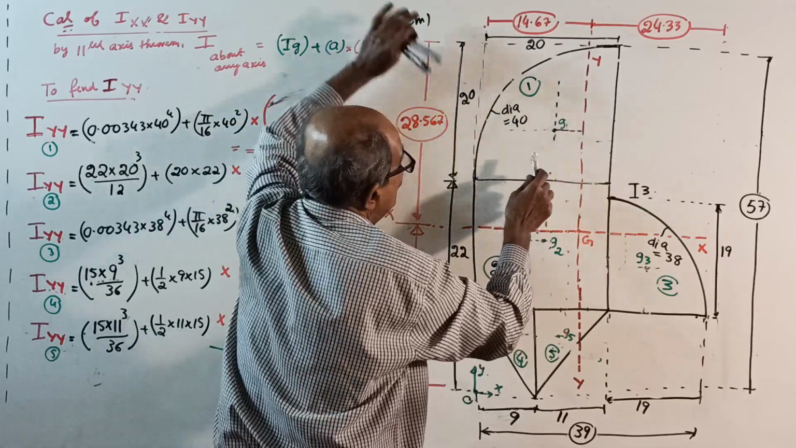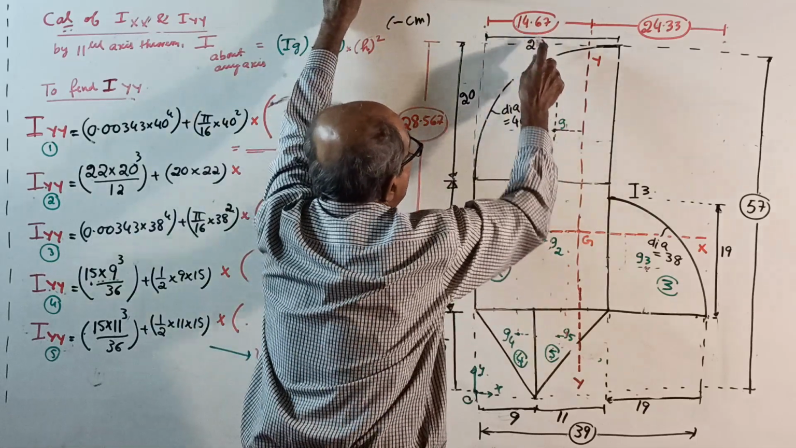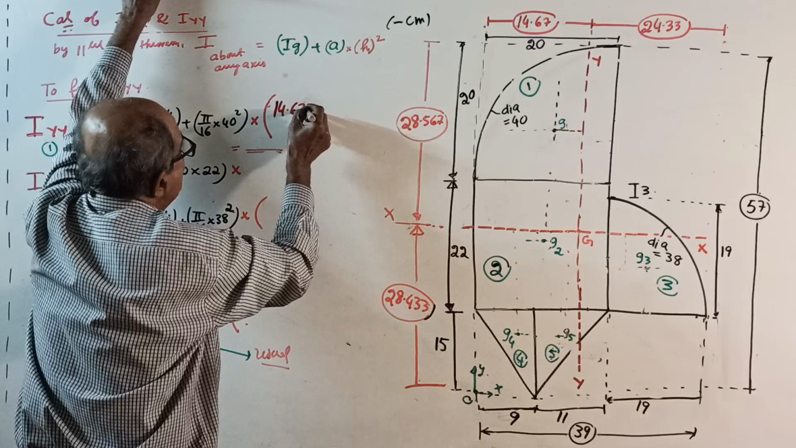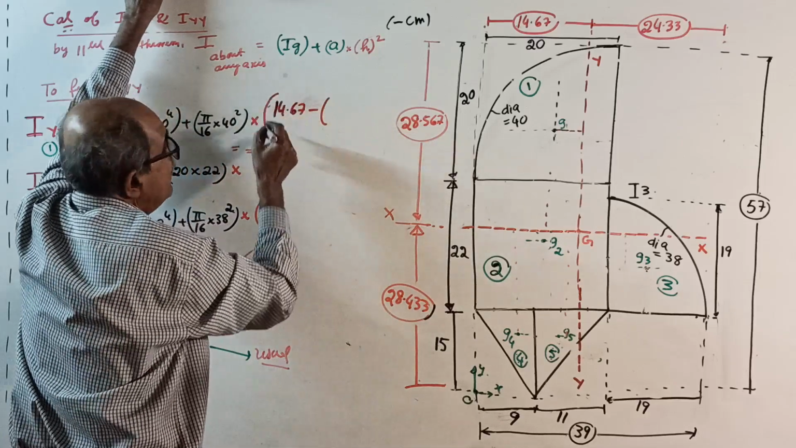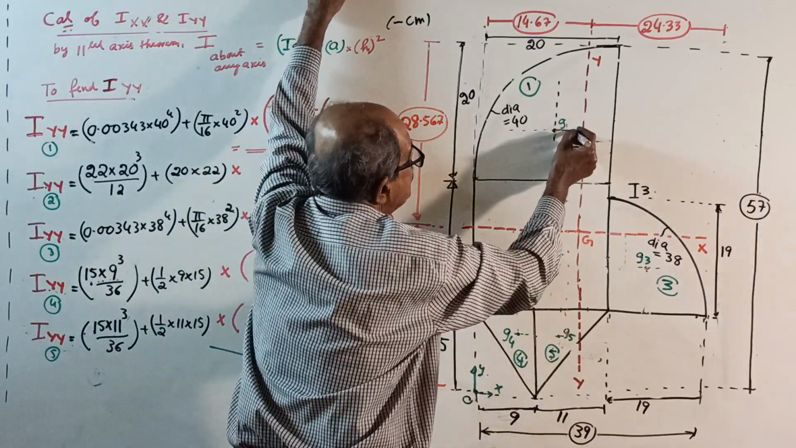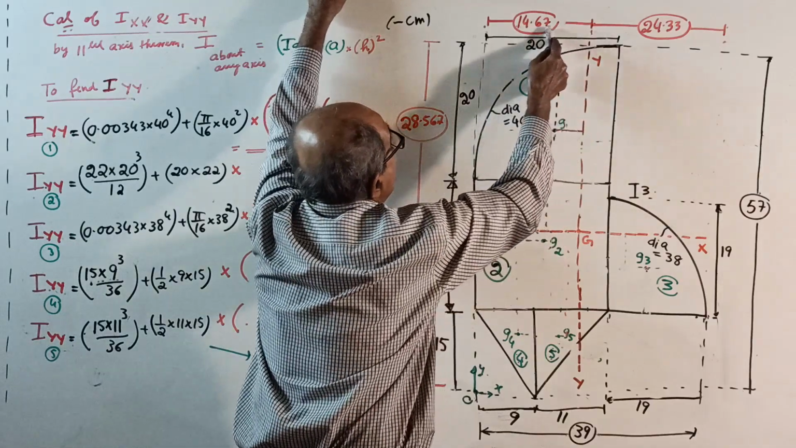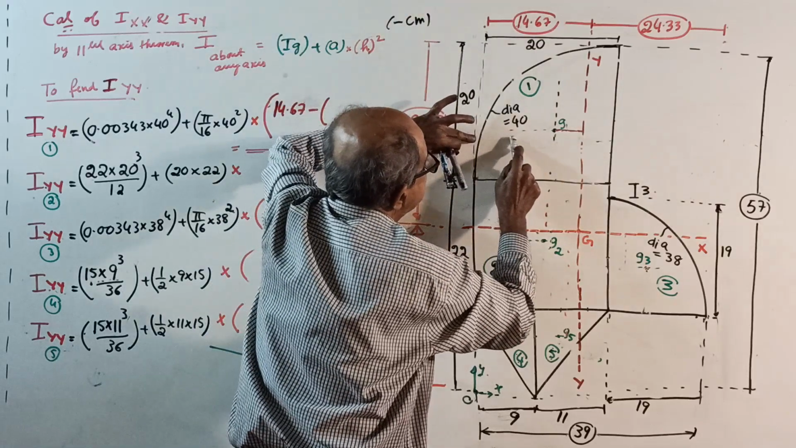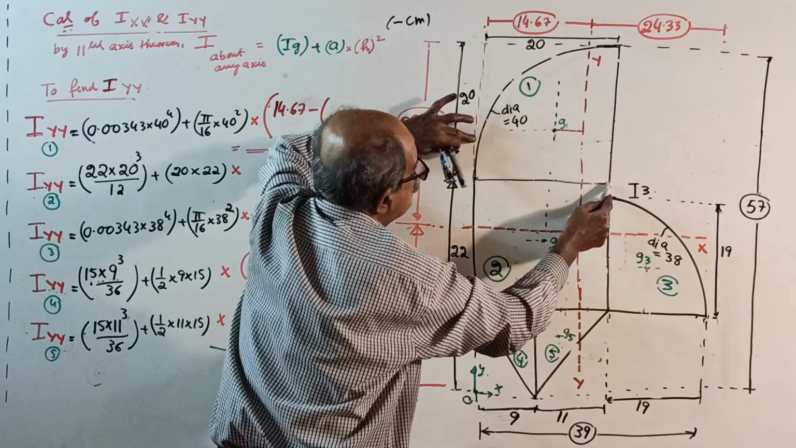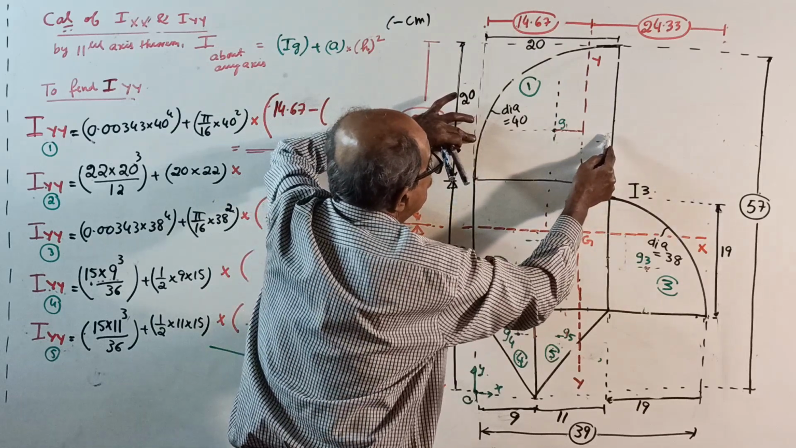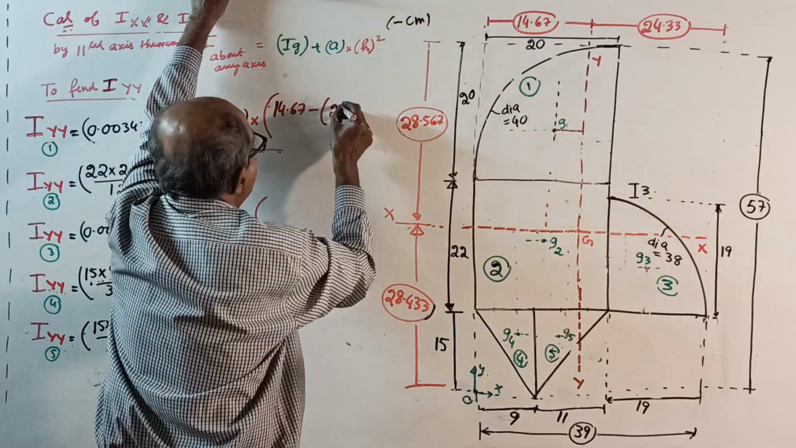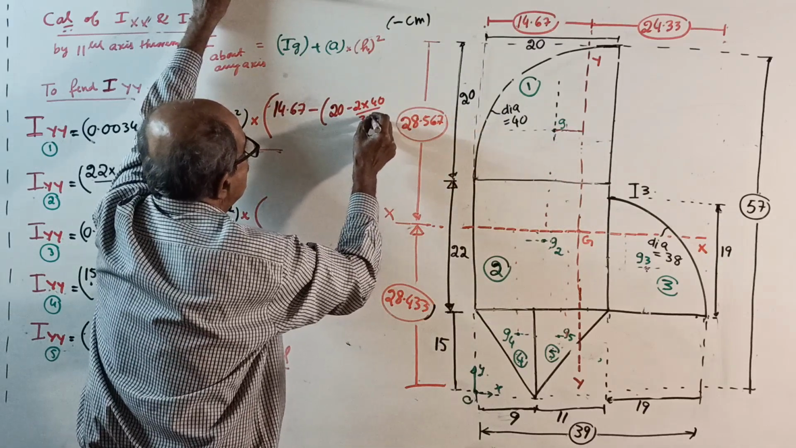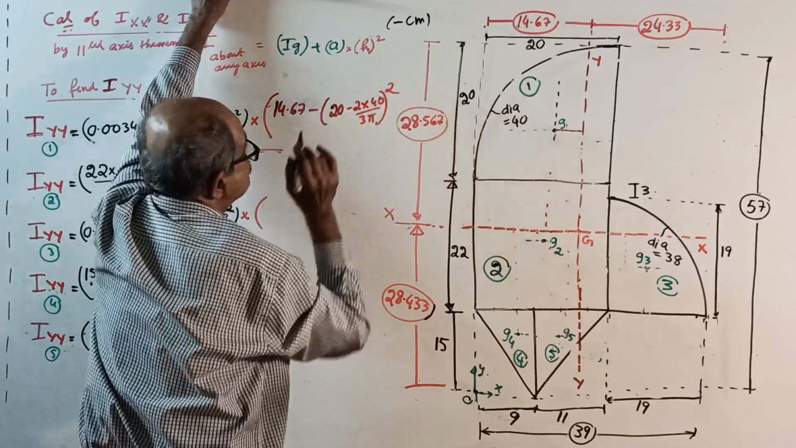This distance, you subtract from 14.67. So it is 14.67 minus, see, bracket required, we want this distance square. 14.67 minus this distance. This distance is 20 minus 2d by 3 pi. 20 minus 2 into diameter, which is 40, divided by 3 pi, whole square.